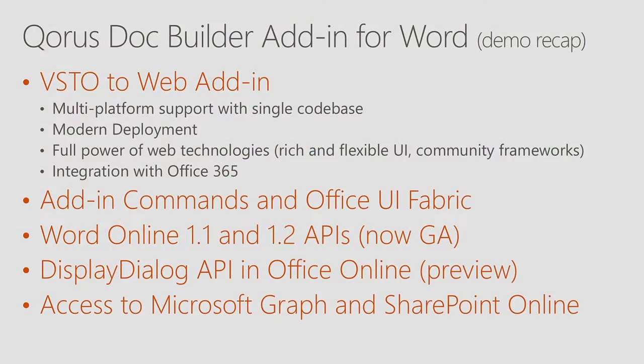is a big win. They use those add-in commands to put the button on the ribbon, right? And they're using the Office UI Fabric so that their UI has that nice, consistent look, using the same fonts, using the same control colors, things like that, to match the rest of Office. They are using the Word 1.1 and 1.2 APIs. That's what allows them to do all those inserts and keep the comments, the reviewer comments, and all that stuff. Display dialog, I think I hammered that one a couple of times. And then using the Microsoft Graph to access SharePoint Online.